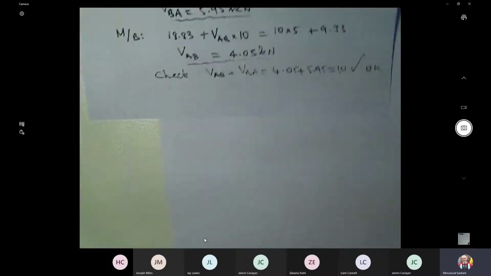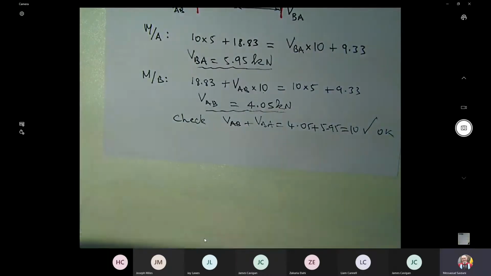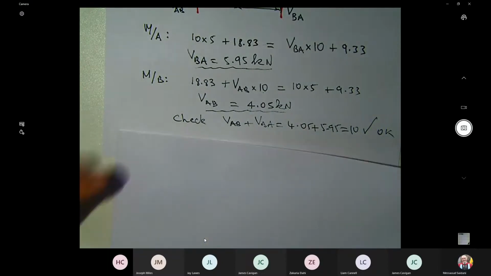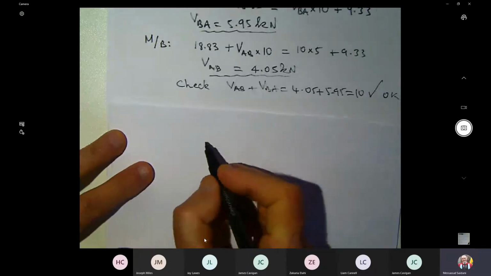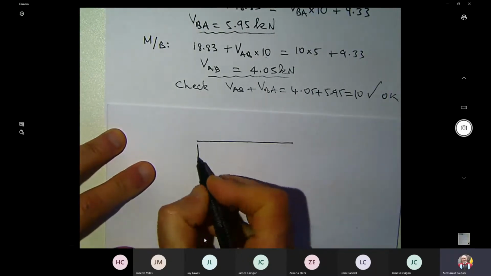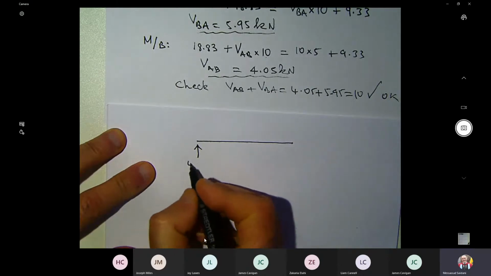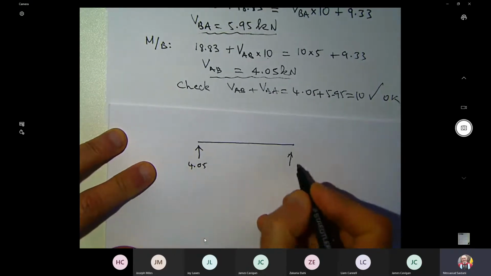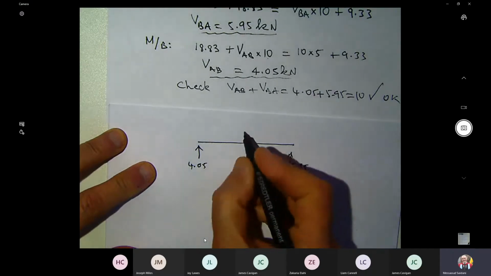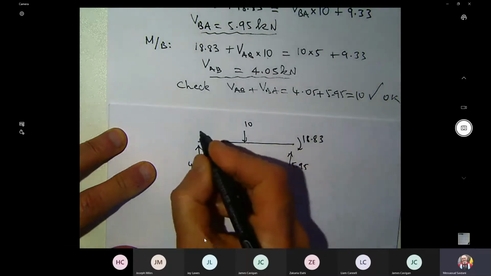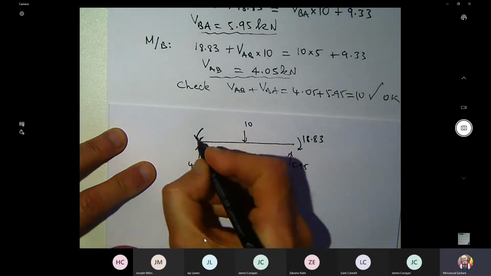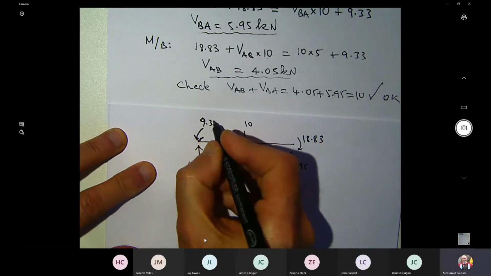Now we've got the reactions. What do I do with the reactions? Okay, so I'm going to draw it here just for my own. So I have 4.05. I have 5.95. I have 10, 18, and 9.33.